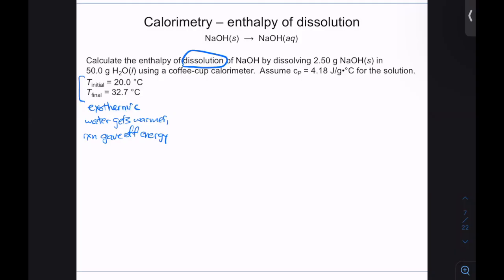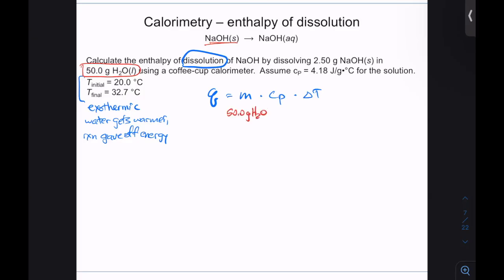We have this relationship that the thermal energy that we measure is equal to the mass of the water that's changing, multiplied by the specific heat capacity of the water, because that's what the thermometer is in contact with. That's what's changing. Multiplied by the change in temperature, and that's going to be T final minus T initial. Now, in this case, though, we're dissolving the NaOH in the water. So we need both the mass of the water, which in this case was 50 grams of H2O.